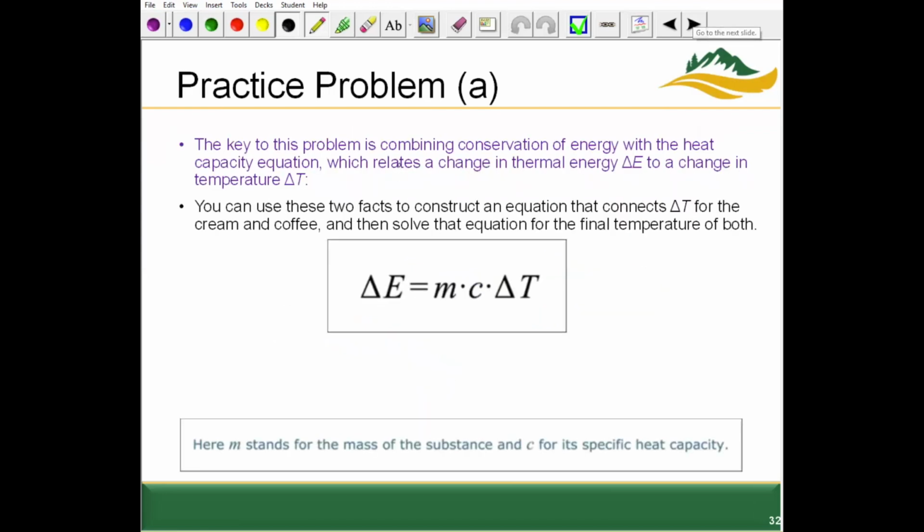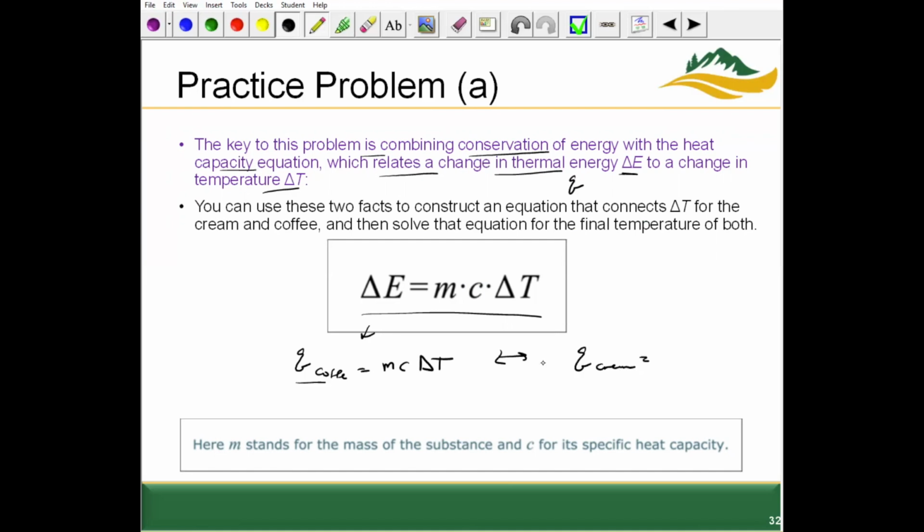So again, the key to solving this problem is combining our conservation of energy with heat capacity equation, which relates a change in thermal energy, or delta E, also thought of as the heat exchange, to a change in temperature, or delta T. This is going to look very similar to what we've set up so far, where we can say Q of the coffee equals MCΔT. That's going to have an opposite sign as the Q of the cream, or Q of the cream then is also MCΔT. They're both going to reach the same final temperature.